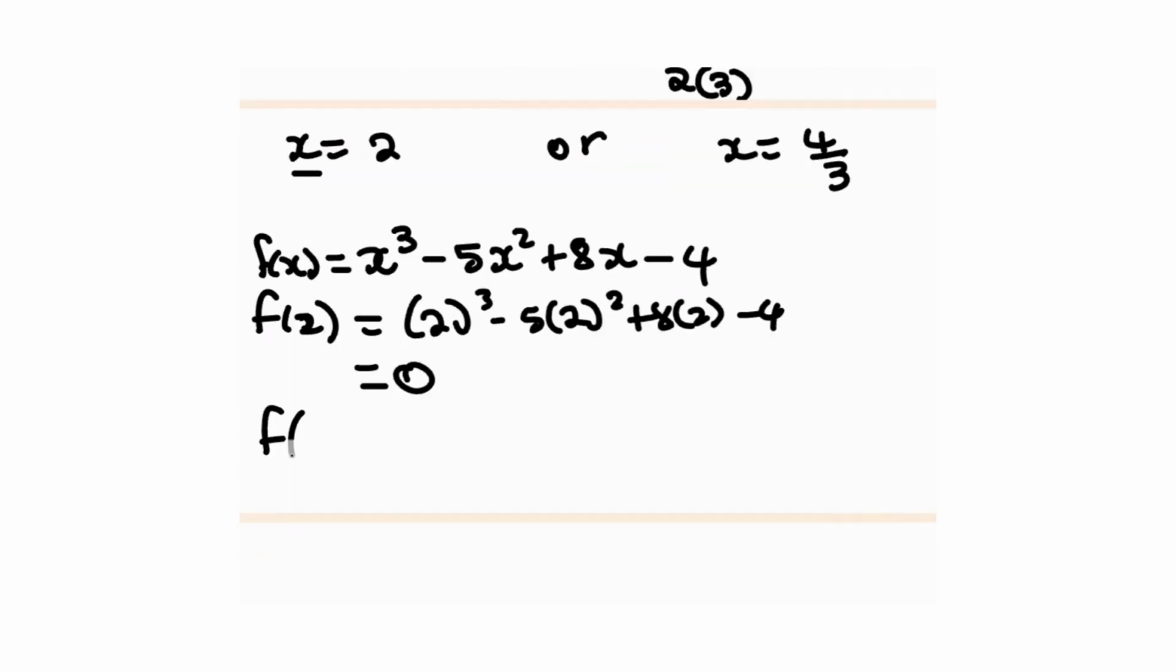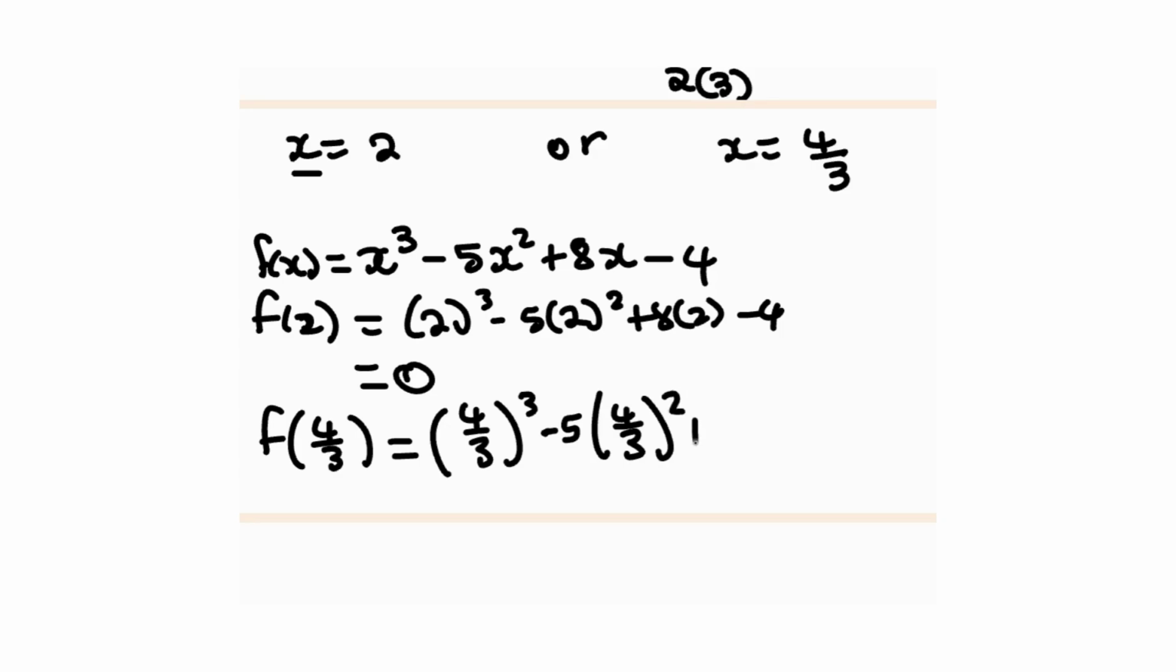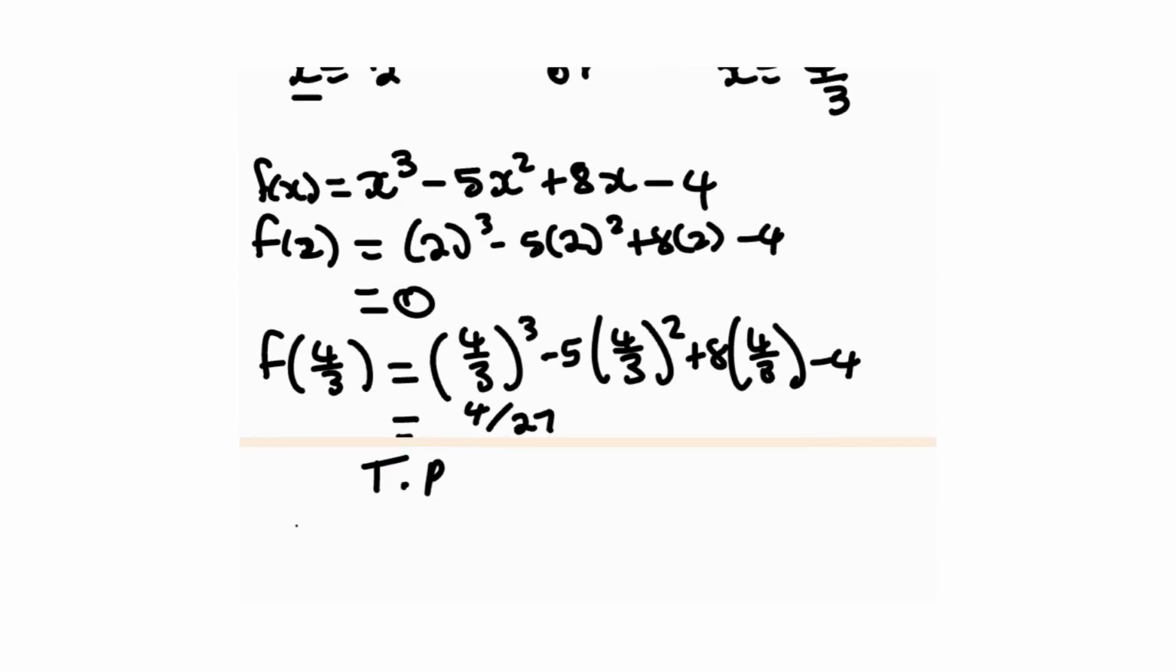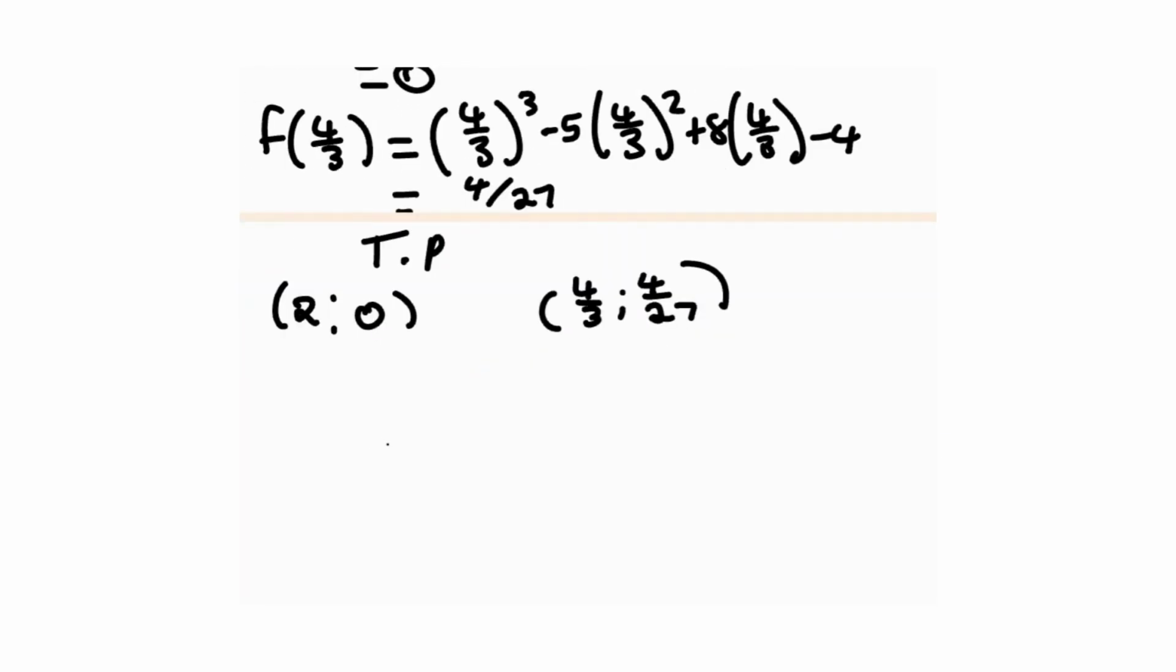And then doing f(4/3), that is 4 over 3 cubed minus 5 times 4 over 3 squared plus 8 times 4 over 3 minus 4, and that gives me 4 over 27. So it means my turning points, I have (2, 0). I also have (4/3, 4/27). Okay, so now we have the turning points, and then now let us go to our x-intercepts.